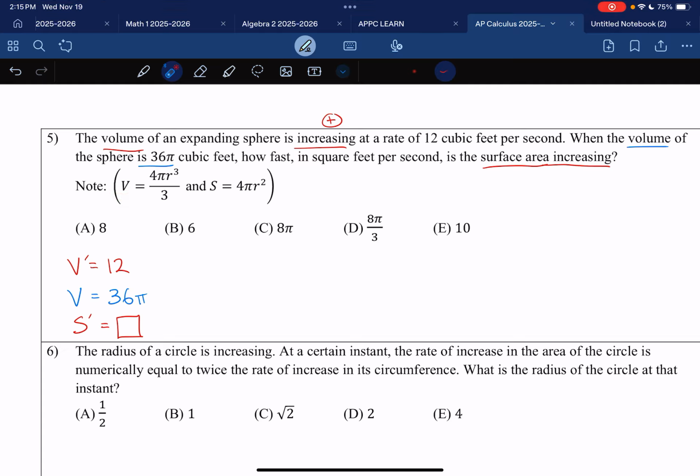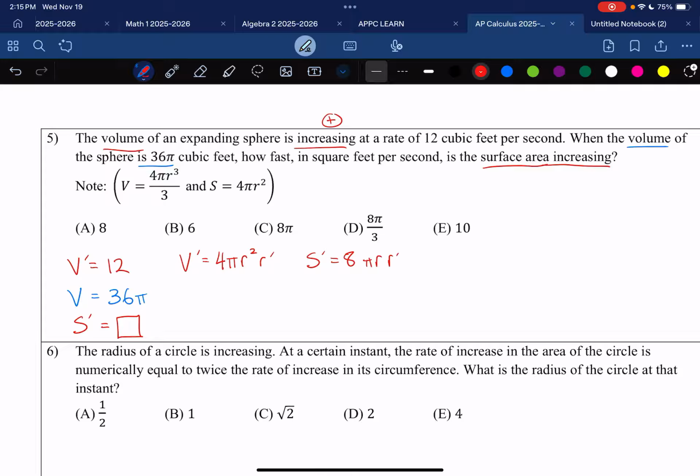Taking the derivative of V means this 3 is going to come down in front, and that 3 and 3 will cross cancel, leaving behind just a 4 pi r squared. Don't forget your dinner. So V prime is going to be equal to 4 pi r squared, and the derivative of r is r prime, so let's put that now. Taking the derivative of surface area gives you surface area prime, which is equal to, 2 comes down in front, 2 times 4 is an 8. So we have 8 pi r, don't forget your r prime. We have both of our formulas.